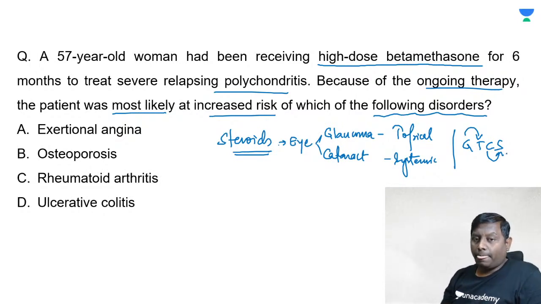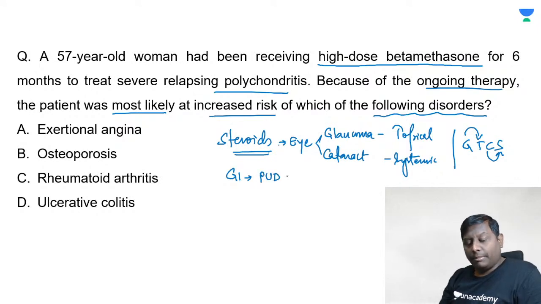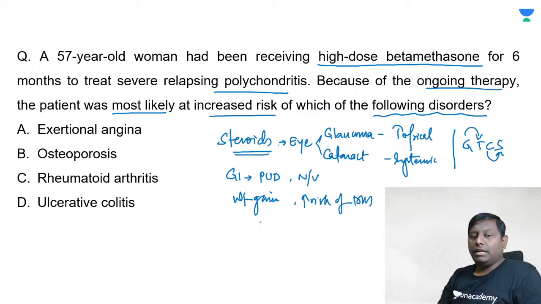GTCS, very simple one. Steroids also have very drastic effects on the GI tract, like peptic ulcer disease. They can cause peptic ulcer disease, nausea, vomiting. They can also cause weight gain, increasing the risk of diabetes. They can also cause dyslipidemia, altering lipid metabolism. They can also cause osteoporosis.